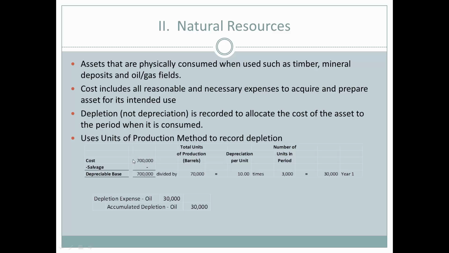So we have an oil field that cost us $700,000, depreciable base $700,000, no salvage value. We're expecting to produce 70,000 barrels of oil, so the depreciation per unit will be $10. The first year we produce 3,000 barrels of oil, so the depletion in the first year will be $30,000. Depletion expense oil $30,000, accumulated depreciation oil $30,000. So everything else as far as the plant assets come into play as far as book value, etc.